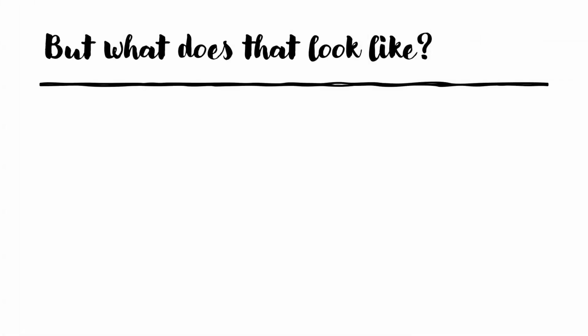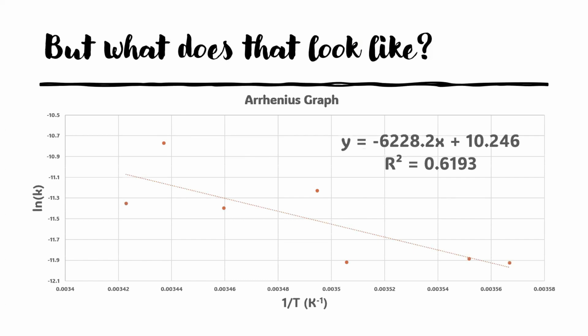So as for what the graph visually looks like, here's our graph. It goes from a maximum value of about negative 10.7 to a minimum value of around negative 12. As you can see here, not exactly the most accurate experiment given the r-squared of 0.62, but we do the best with what we have. And the important part here being negative 6,228.